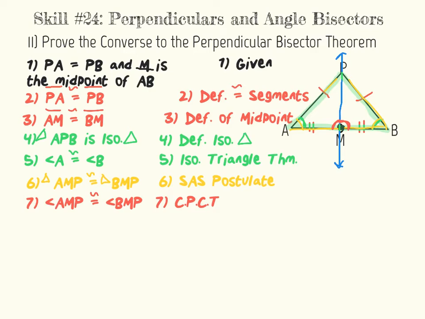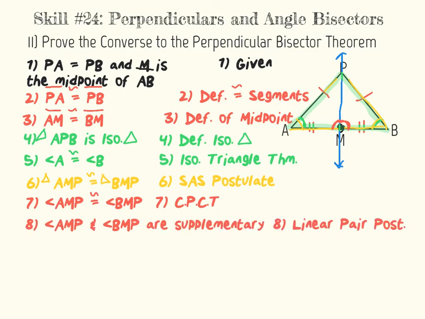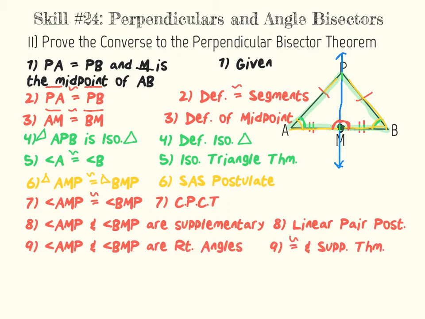What I want to say is that those two angles are 90 degrees. So angle AMP and angle BMP are supplementary by the linear pair postulate. So from there, because they are congruent and supplementary, I can say that they are 90 degrees. So now I know that these are actually right angles. Okay, so they're right angles, and M is the midpoint because BM and AM are the same. So M is a bisector and it is a perpendicular bisector.